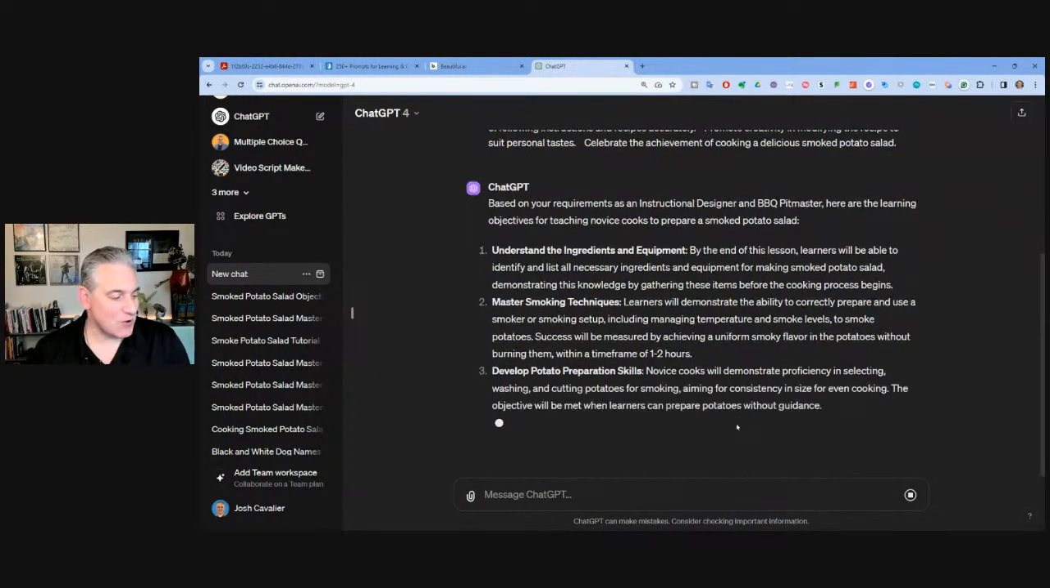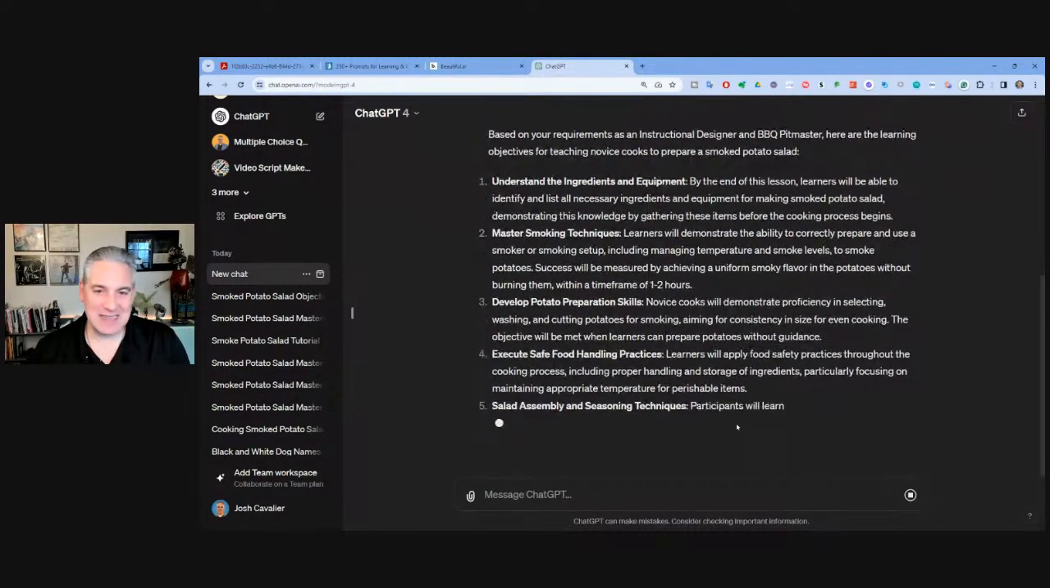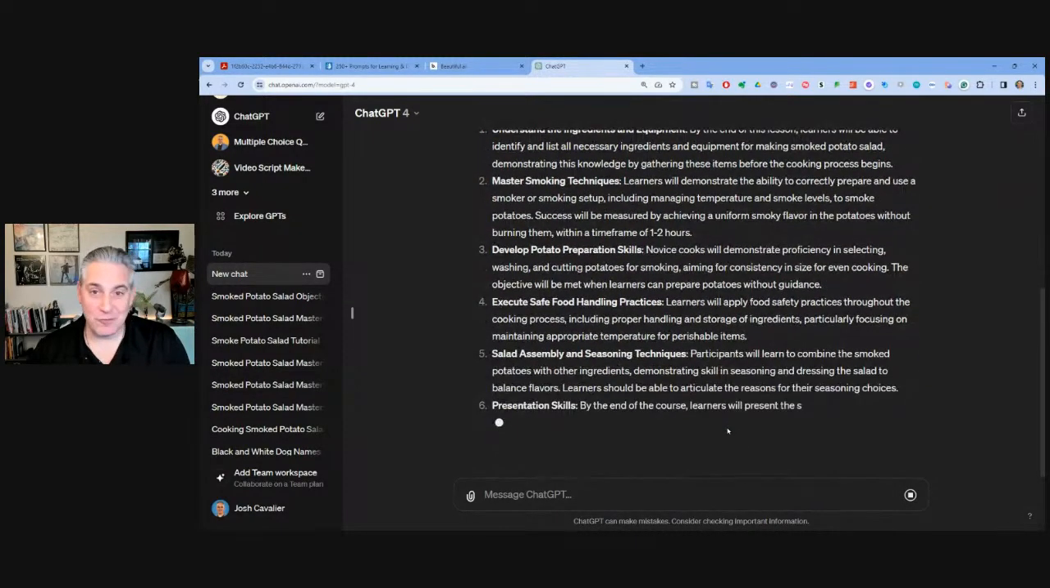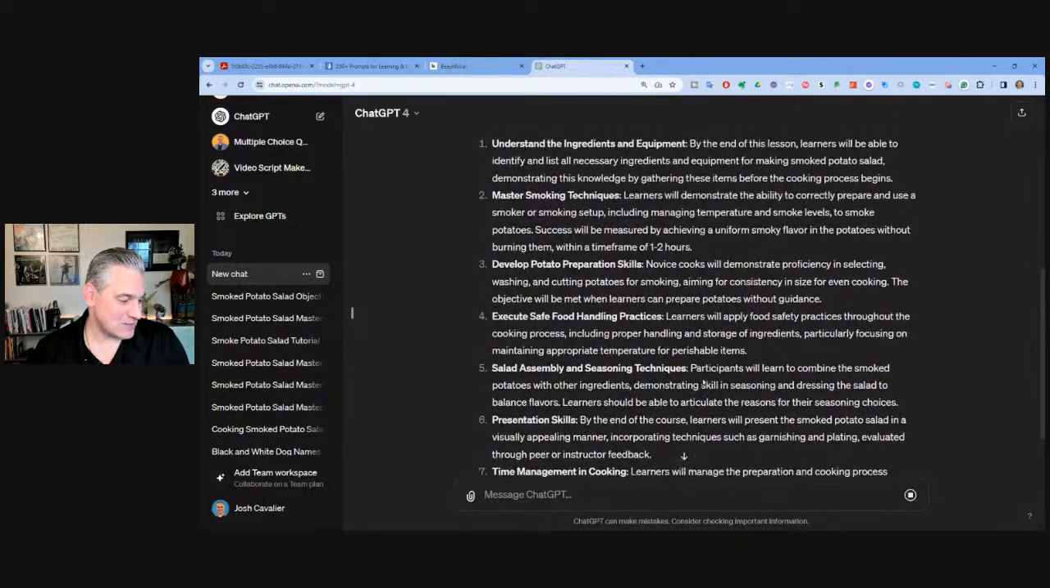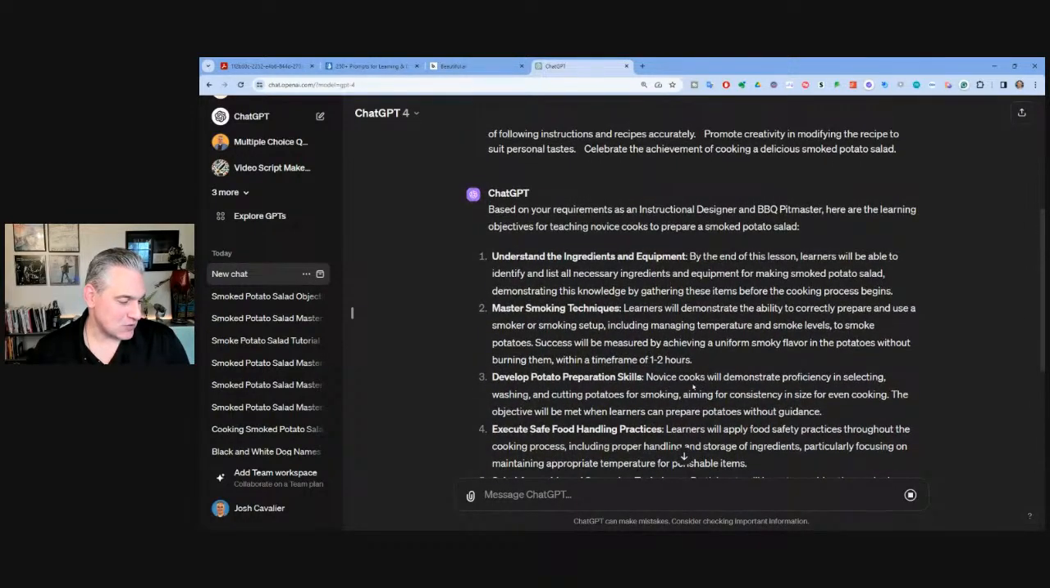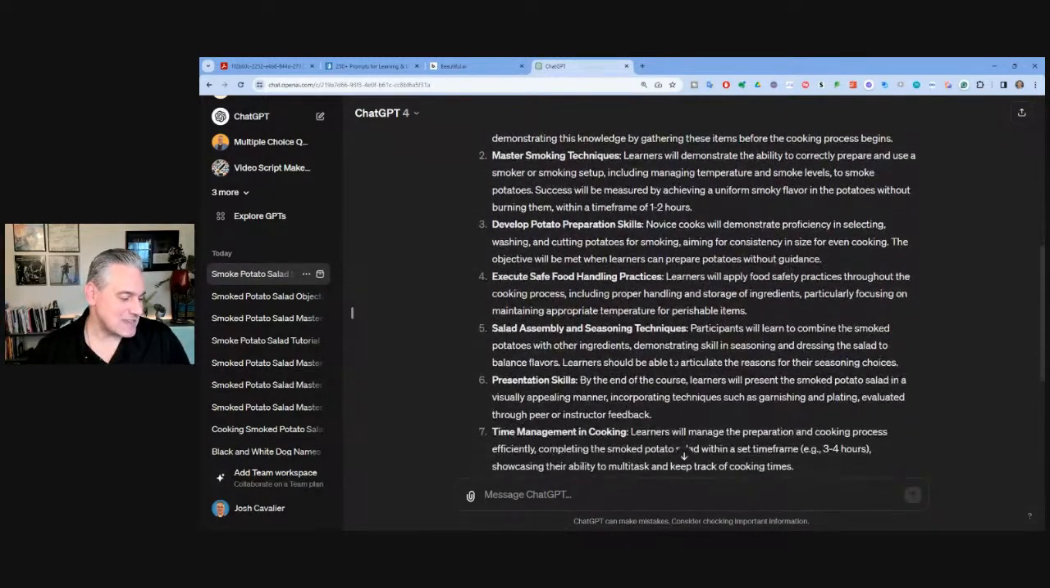Yeah. So now we get some really well-formed learning objectives in here. So for instance, let's look at number 2. Learners will demonstrate the ability to correctly prepare and use a smoker or smoking setup, including managing temperature and smoke levels to smoke potatoes. Success will be measured by achieving a uniform smoky flavor in the potatoes without burning them within a time frame of 1 to 2 hours. That's observable, right?